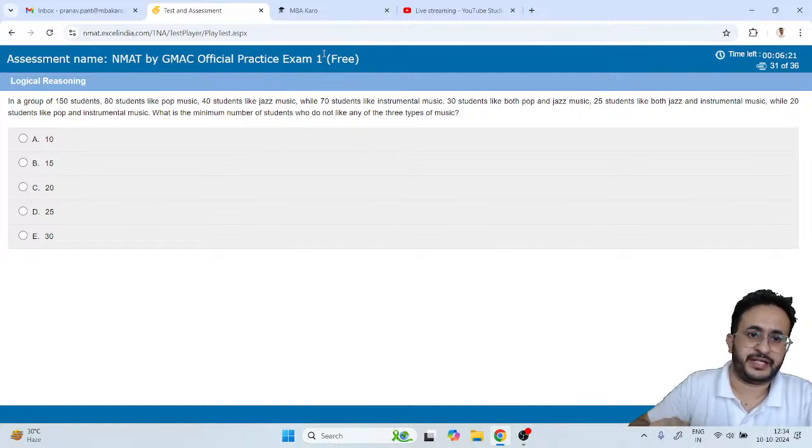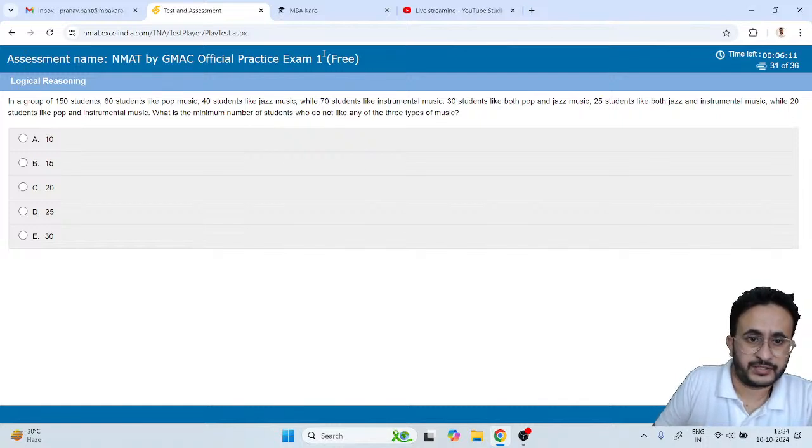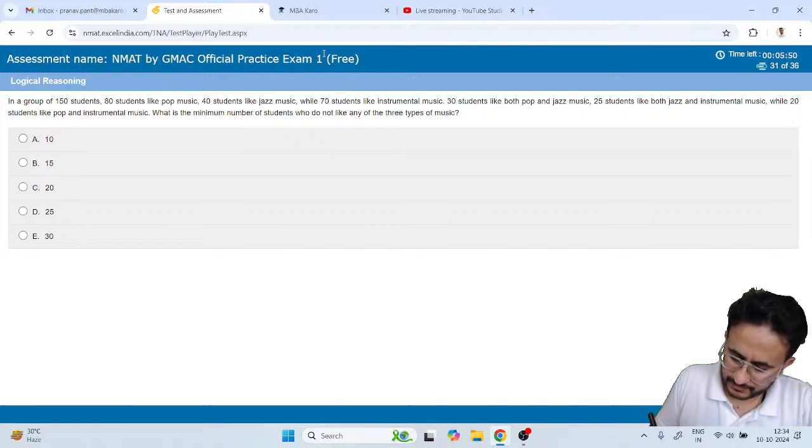Out of 150 students, 80 like pop, 40 like jazz, and 70 like instrumental. So this is a three-set Venn diagram. Both pop and jazz, 30; jazz and instrumental, 25; while 20 like pop and instrumental. Find the minimum number of students who do not like any of the three types of music. Okay, so I'll draw the Venn diagram: pop, jazz, and instrumental. So we have 30 pop and jazz, 25 jazz and instrumental, and 20 like pop and instrumental.